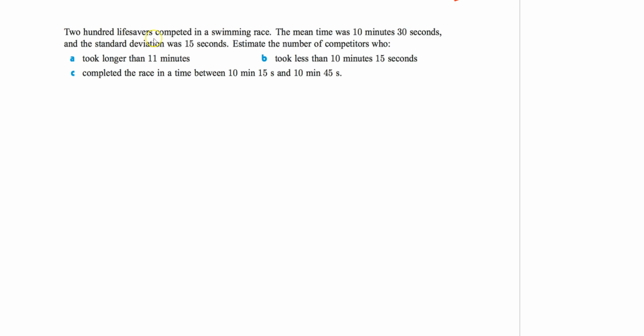So look at this one. 200 lifesavers completed a swimming race. The mean time was 10 minutes and 30 seconds, which is our mean. The standard deviation was 15 seconds. Estimate the number of competitors who took longer than 11 minutes, took less than 10 minutes and 15 seconds, and completed the race between that and that, right? So this is kind of like what we did last class.